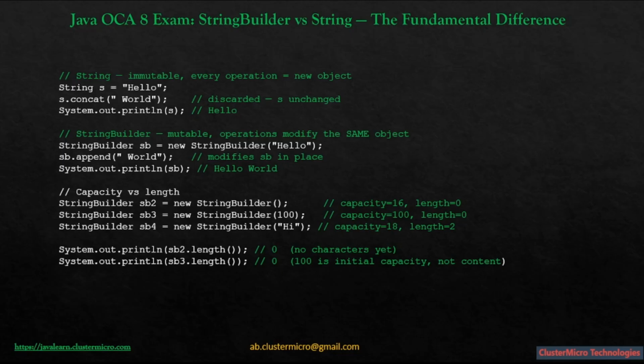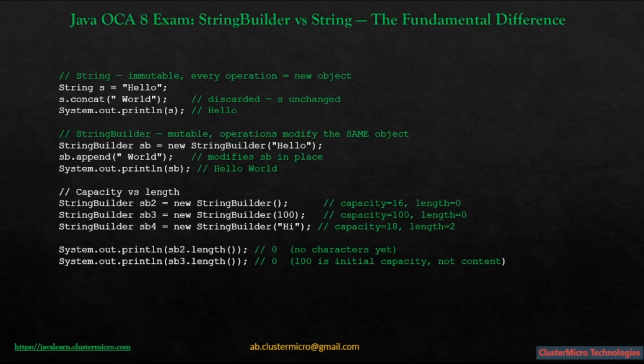Capacity versus length is a trap. StringBuilder sb2 is equal to new StringBuilder(). Here capacity is 16 and length is 0. StringBuilder sb3 is new StringBuilder(100). So capacity here is 100 and length is 0. And StringBuilder sb4 is new StringBuilder("hi"), so the capacity is 18 and length is 2.